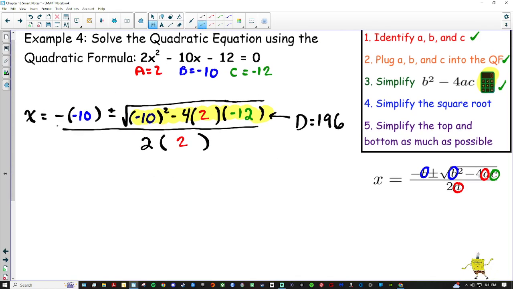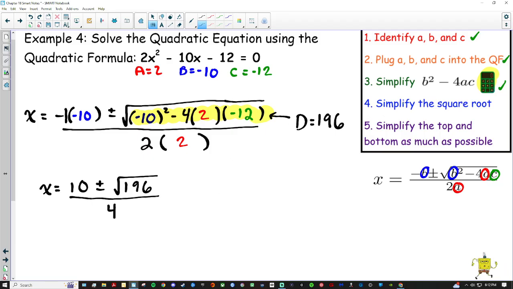So I'm going to have x equals negative times -10. What do you think that's going to be? There's like a 1 here. -1 times -10 is +10. We have plus or minus. This whole highlighted area turns into 196. Square root of 196. All over 2 times 2, which is just 4.